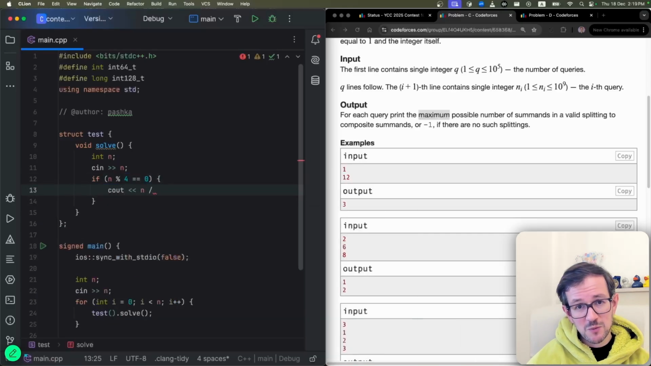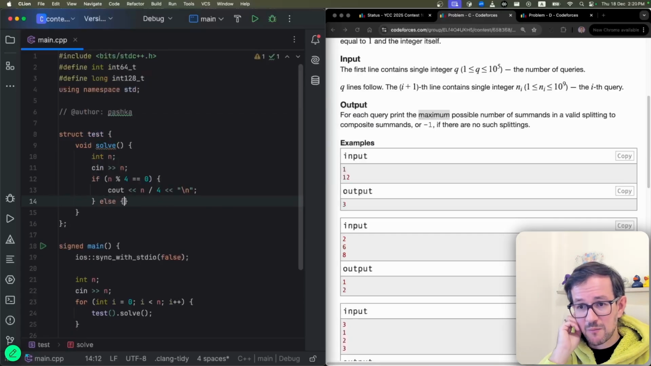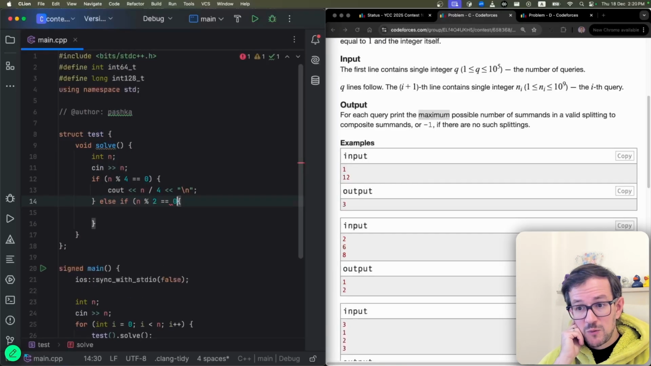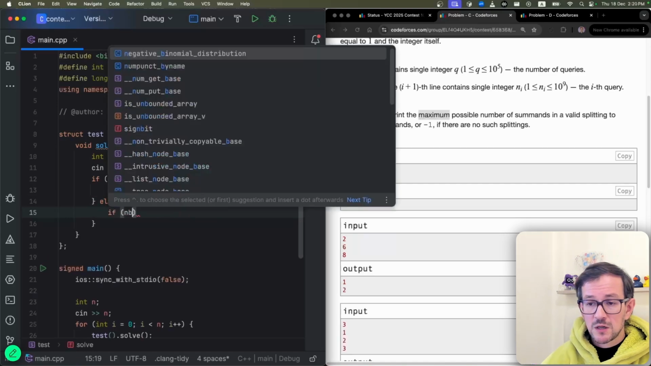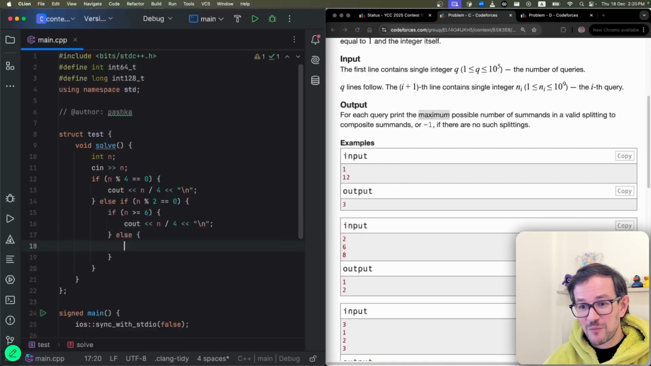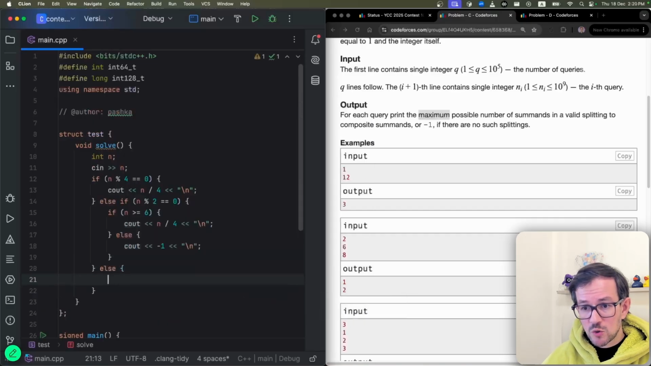So if the number is divisible by 4, I just split it into 4, 4, 4, 4, 4, and the number of elements will be n over 4. Now, if n is divisible by 2, then it must be 6 plus 4, 4, 4, 4, 4, if it is at least 6. If not, then it's impossible. So if not, it means just the number equals 2. Okay. So we get rid of all even numbers.